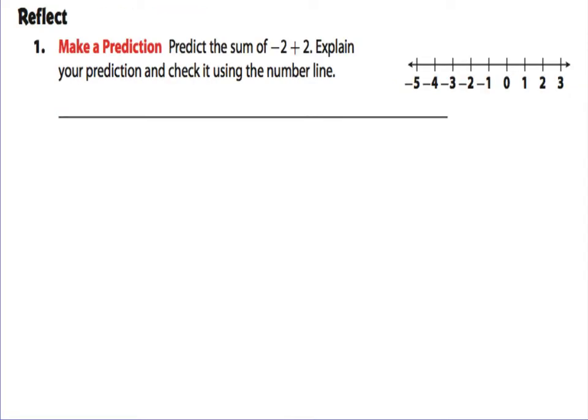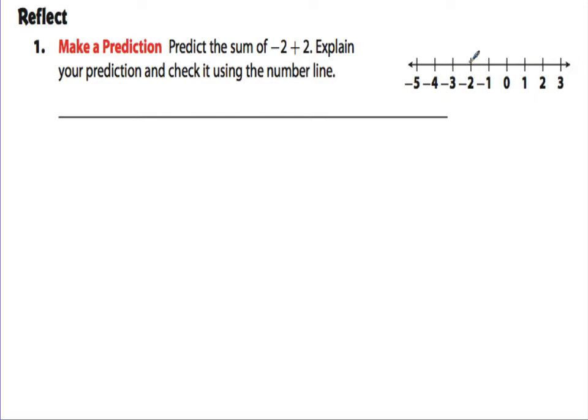So make a prediction. Predict the sum of negative 2 plus 2 and explain your prediction and check it using the number line. I want you to make a prediction of what your answer is going to be, and then justify your prediction, and then come back and take a look.